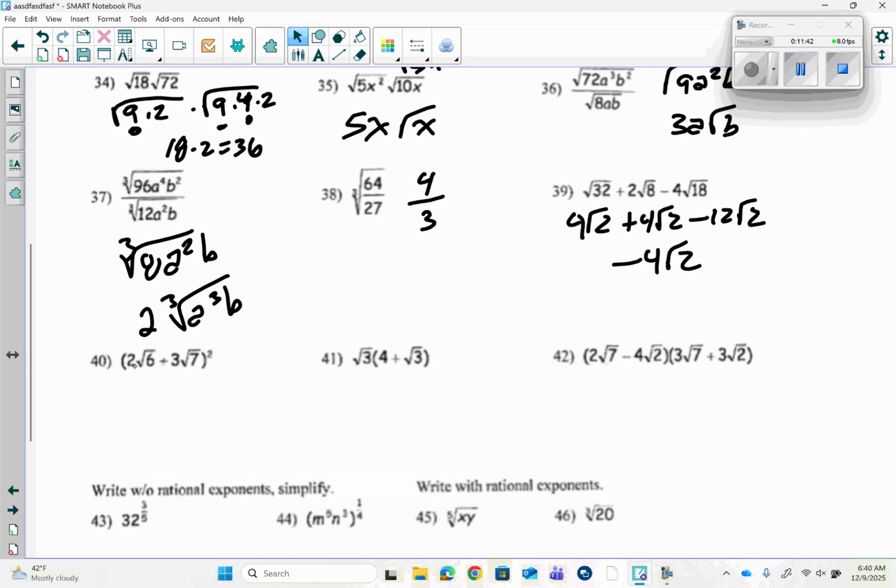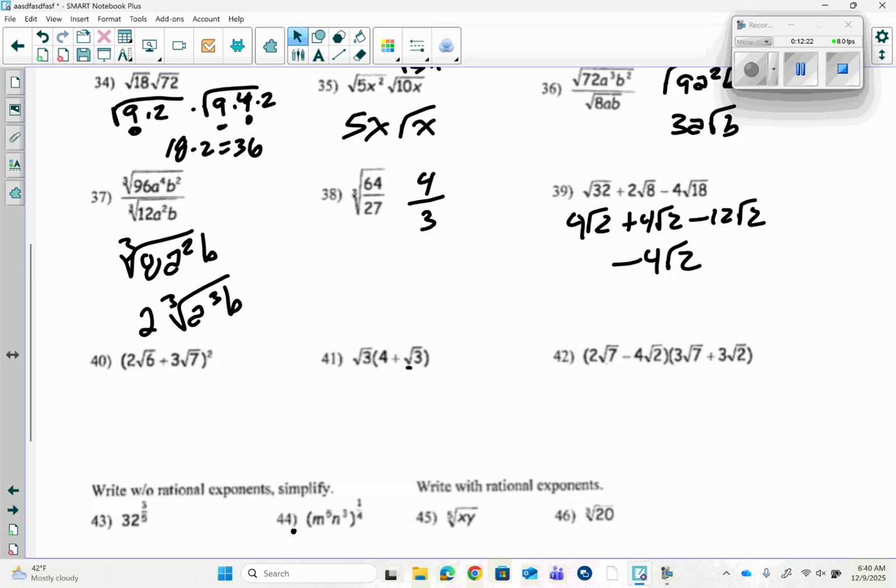If I FOIL this one out, I have 2 of these equations, so I'm going to get 4 root 36 plus 6 root 42 plus 6 fourth root of 42 plus 6 fourth root of 42. I think I did that right. Hang on, I think I messed up on this. Let's see, can I even expand that? It's not going to let me expand. Okay.